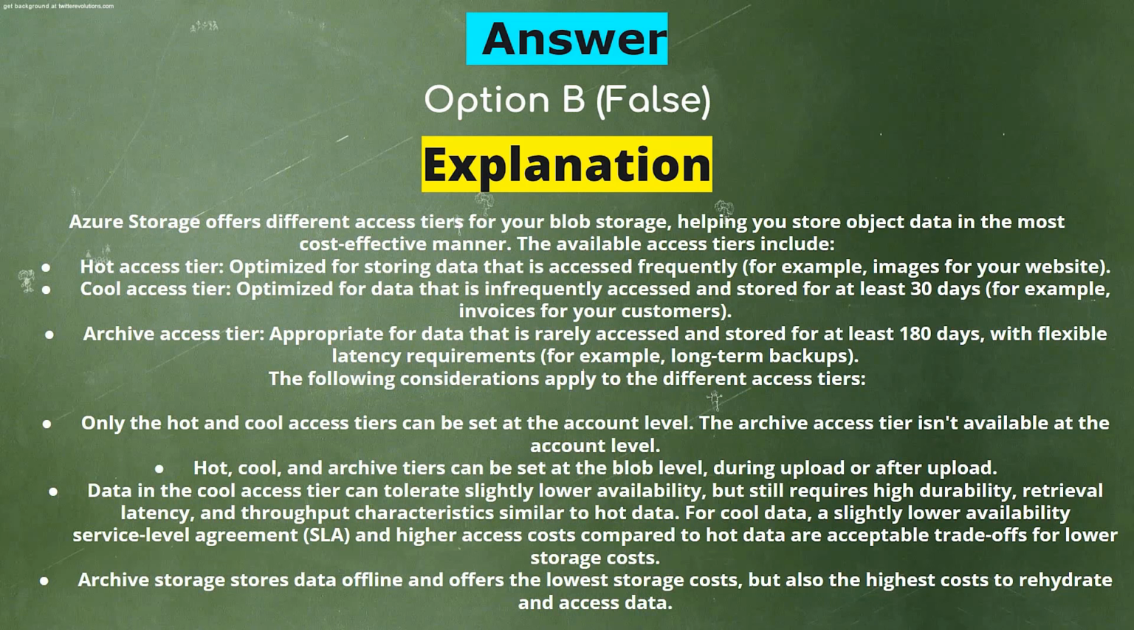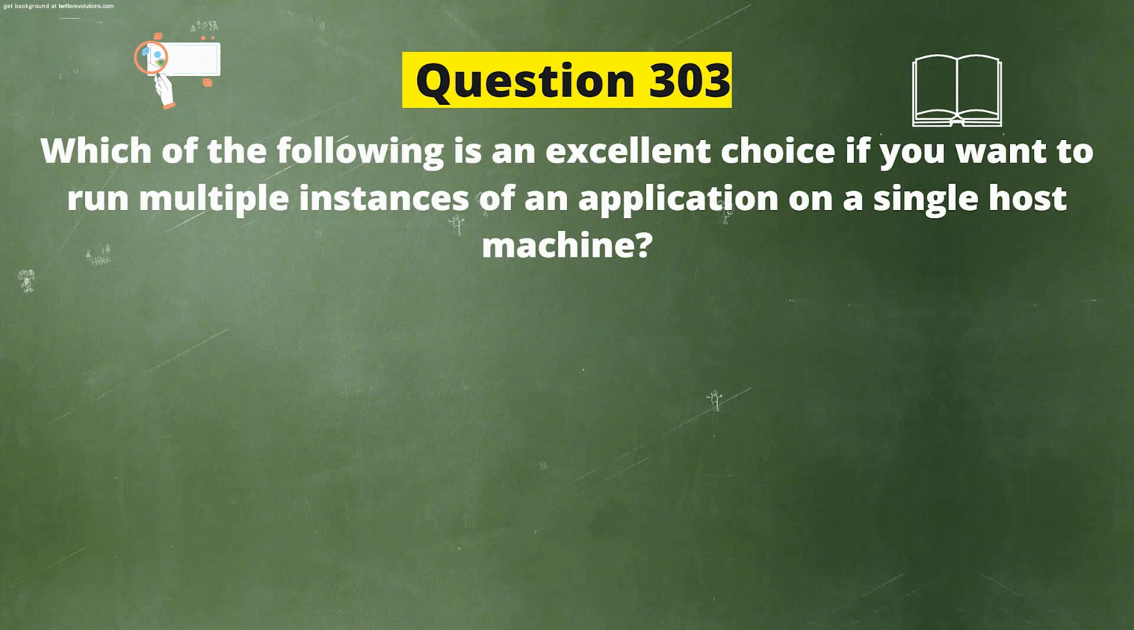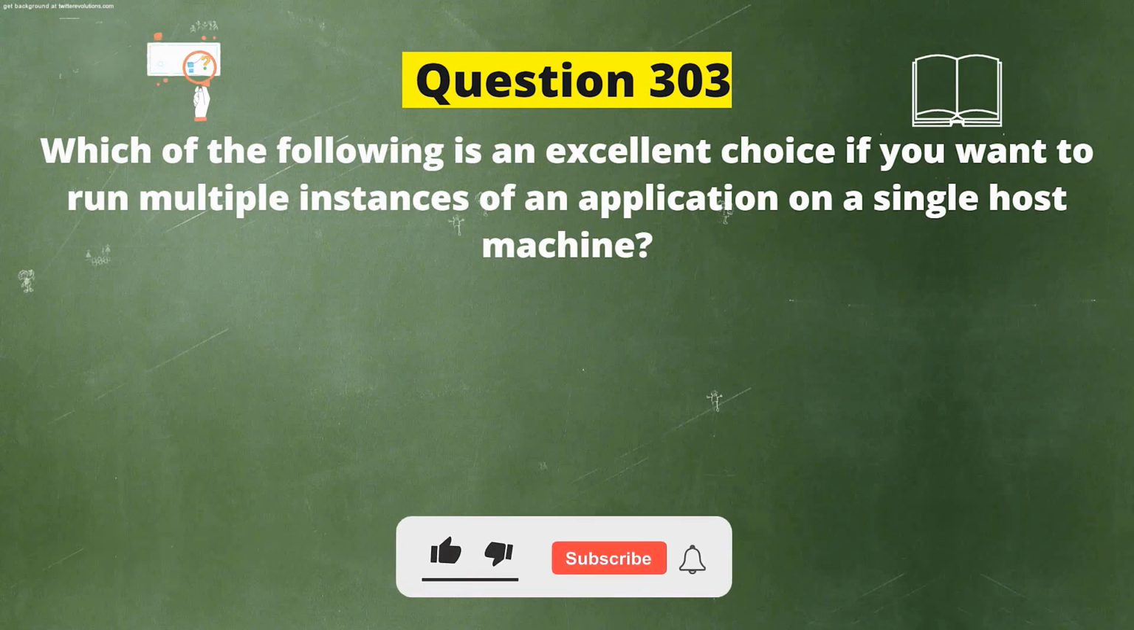For cool data, a slightly lower availability service level agreement and higher access cost compared to hot data are acceptable trade-offs for lower storage cost. Archive storage stores data offline and offers the lowest storage cost, but also the highest cost to rehydrate and access data.